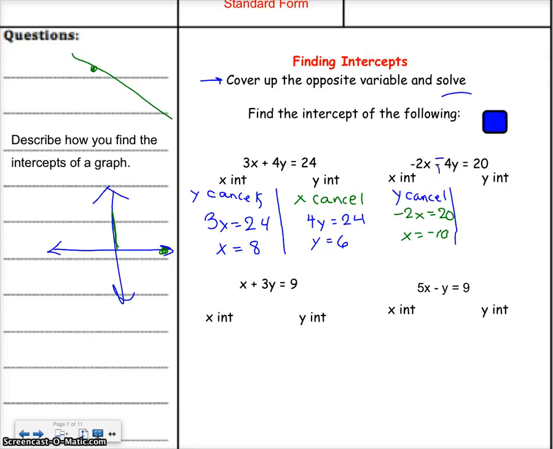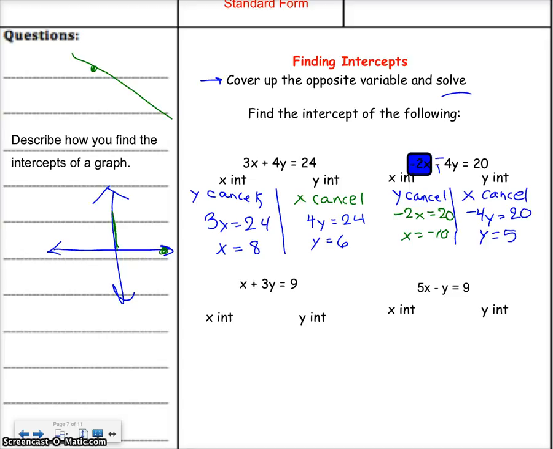At my y-intercept, along this line, I don't have any x's. I don't go left or right. So my x cancels. You don't have to write that. I just want you to understand, while I'm teaching this to you, that the other variable cancels out. So at the y, there's only y. And I'm left with negative 4y equals 20. Y is a positive 5. And look what I can do.